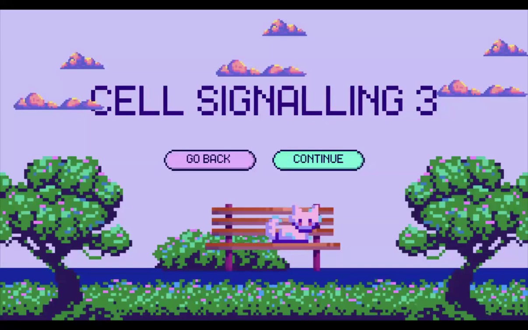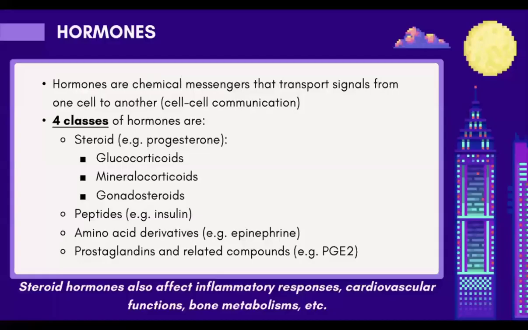I'll go by quickly. So we'll move on to cell signaling 3, and this is very, very easy. I'm pretty sure you know this from Endo repo, but again, hormones are chemical messengers, as opposed to neurotransmitters, which are electrical messengers. And hormones are just for cell signaling and cell communication.